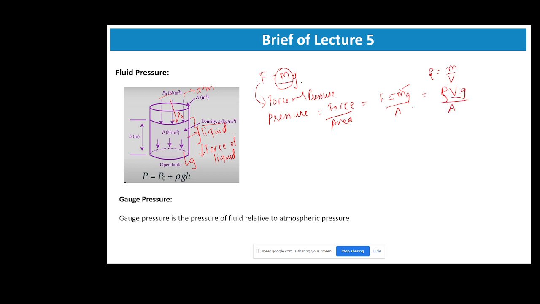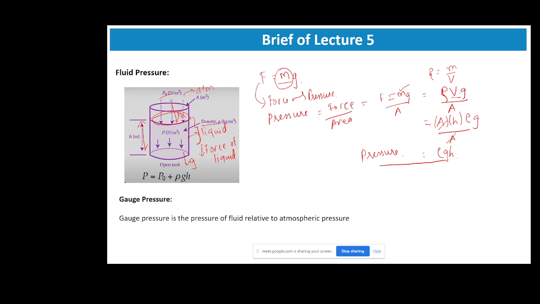Now this volume is the volume of the liquid that is present. The liquid is present over the entire area, which is this area, and for height h. So the volume of liquid will be A into h, into rho, which is already present, into g, divided by A. Now if I cancel out A, what remains is rho g h.